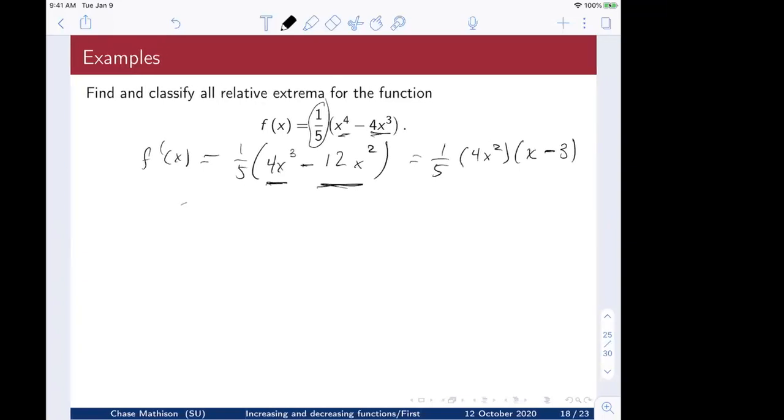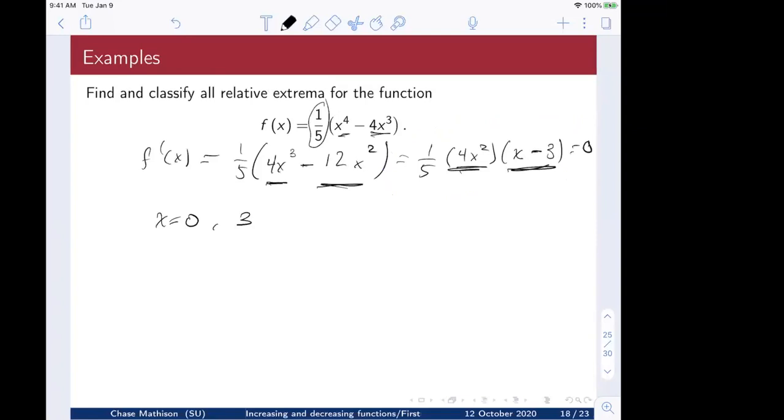So then what are the critical numbers of this function? 0 and 3, excellent. Because you just set this equal to 0, right? So I'm going to get x equals 0 from this factor, and then x equals 3 from this factor.